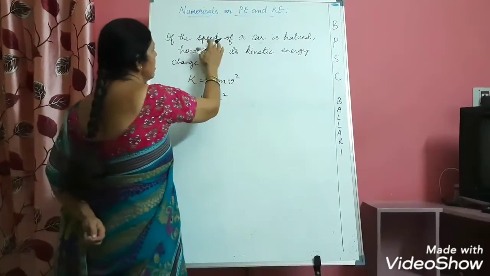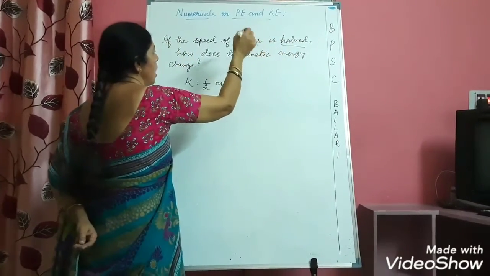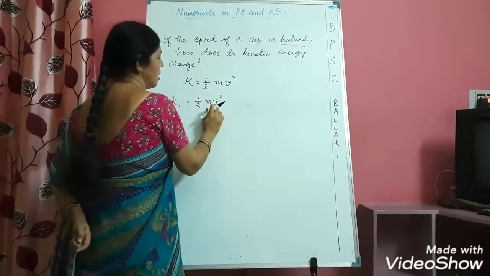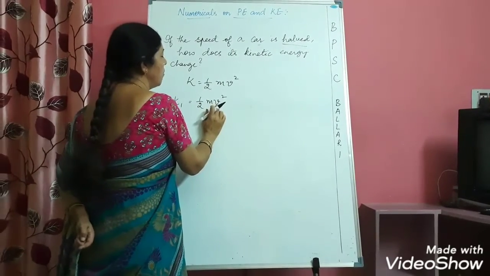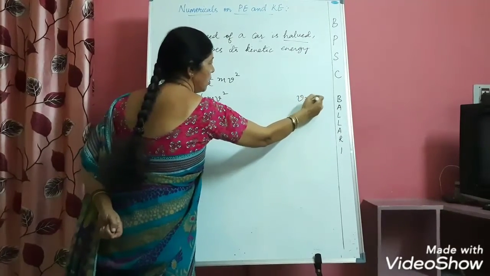Now he says that the speed of a car is halved. Halved means the velocity becomes half of the original velocity. Original velocity is v. When the velocity is halved, the velocity becomes v by 2.